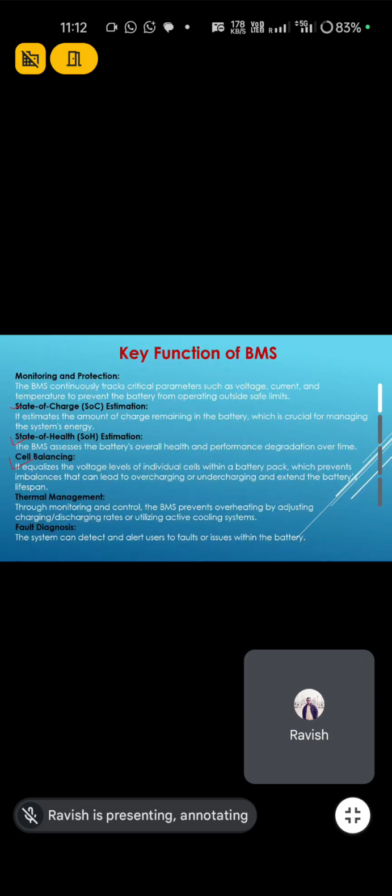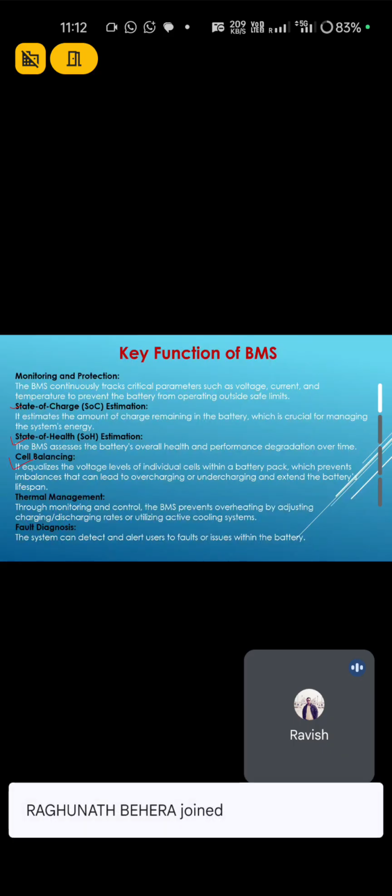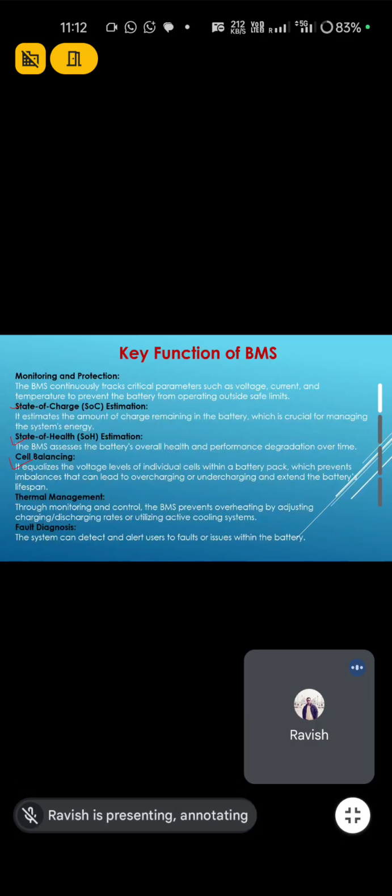If your cells are unbalanced, then your BMS will balance the cell voltage and monitor all cells. If you have a 48 volt battery, there will be 15 cells. The BMS will track all cell voltages, and if there is a difference in the cell voltage, the BMS starts balancing all your cells.